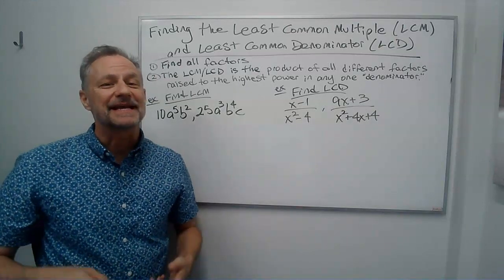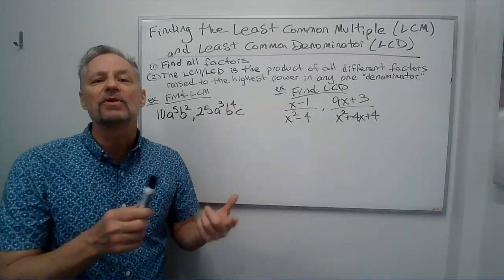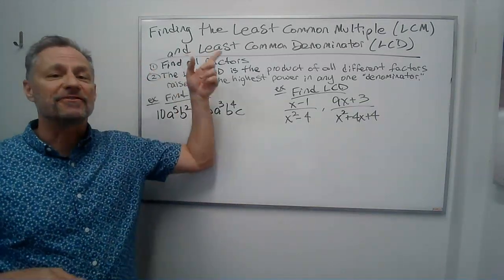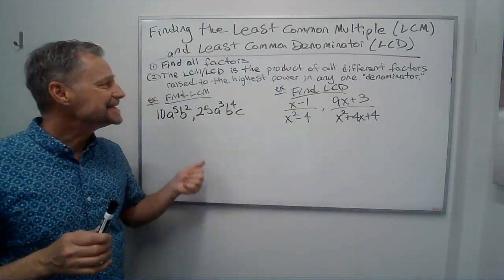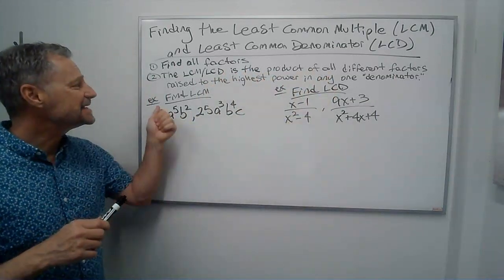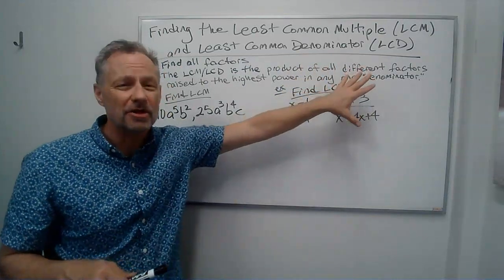Hi, it's Professor Monty. Let's talk about finding the least common multiple, the LCM, or the least common denominator, LCD. The idea is we're going to find all the factors first, and then to build the LCM or the LCD, it's just the product. We're going to multiply all the different factors that we see raised to the highest power in any one denominator. Okay, I'm going to call it a denominator.